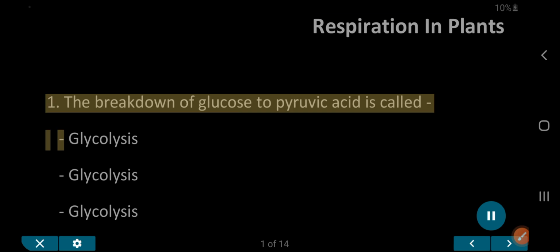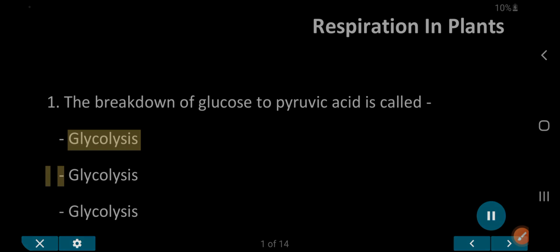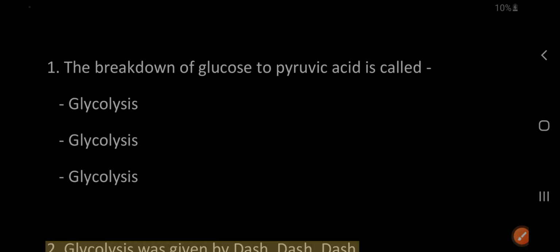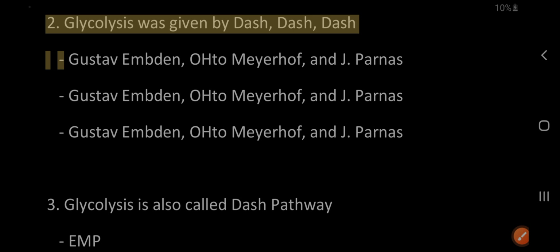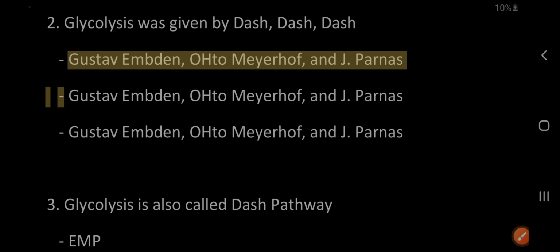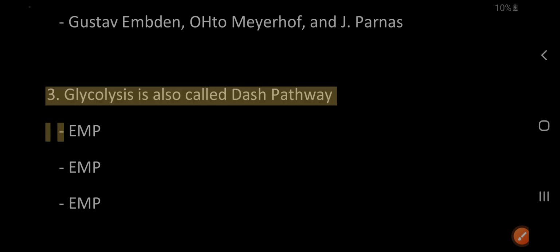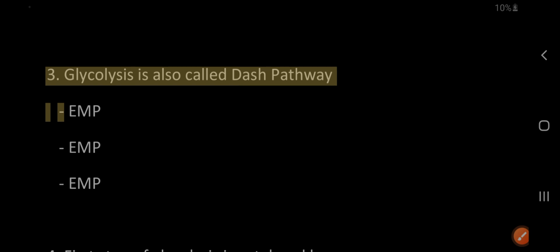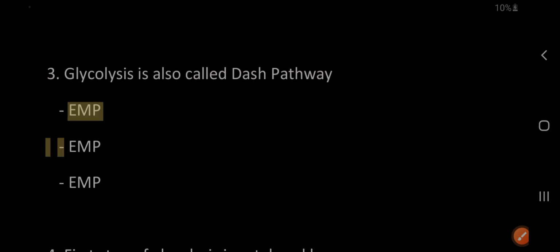Respiration in plants. 1. The breakdown of glucose to pyruvic acid is called glycolysis. 2. Glycolysis was given by Gustav Embden, Otto Meyerhof, and J. Parnas. 3. Glycolysis is also called the EMP pathway. 4. The first step of glycolysis is catalyzed by the enzyme hexokinase.